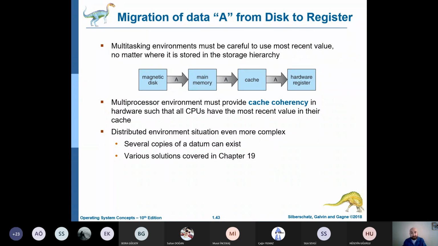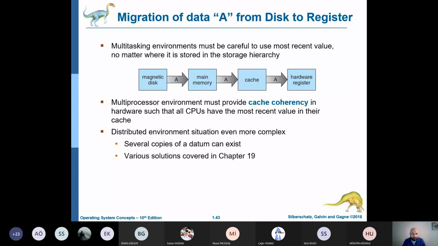Once the increment takes place in the internal register, the value of A differs in the various storage systems. It's different in the main memory and cache, but we make the increment on the CPU, so it has a different value in the hardware register. So multitasking environments must be careful to use the most recent value. Okay, we make an increment, we increase the value of A, and assume that another process wants to use A. So we have to be careful to use the most recent value of that variable, in this case A.